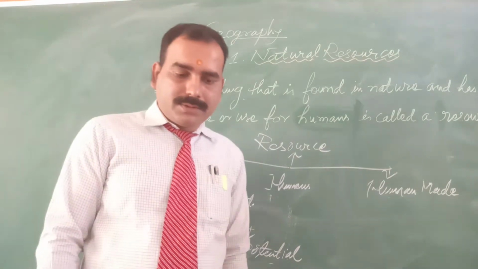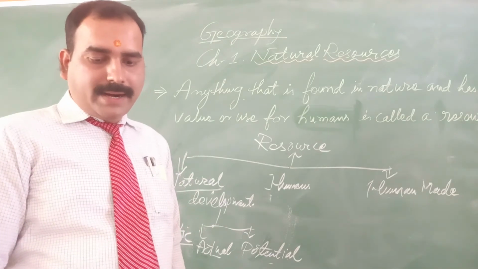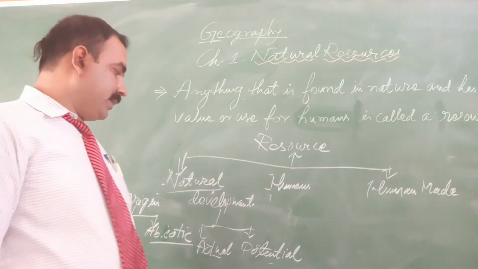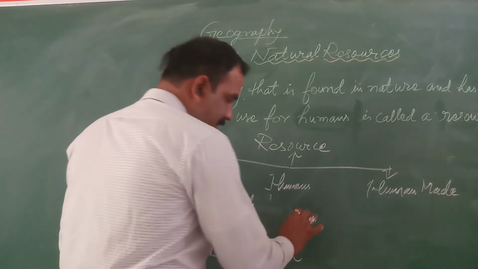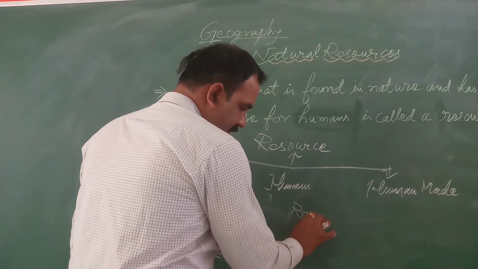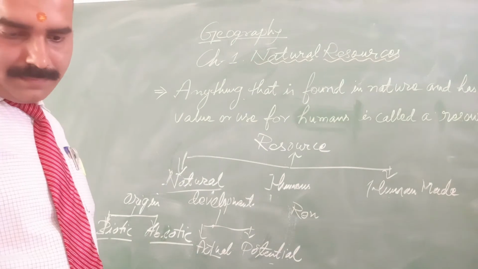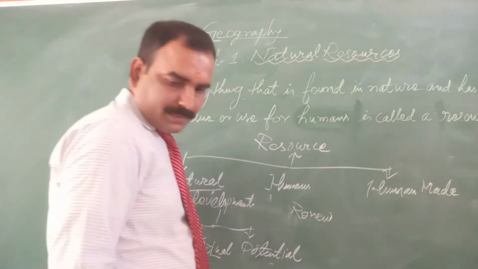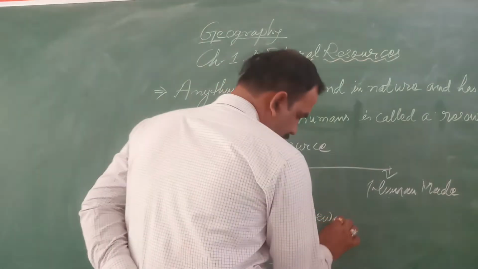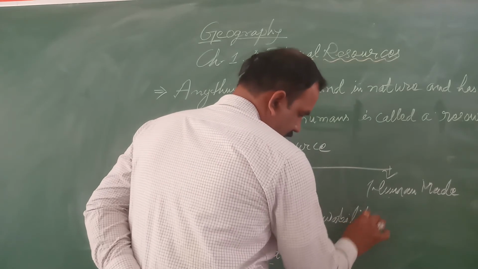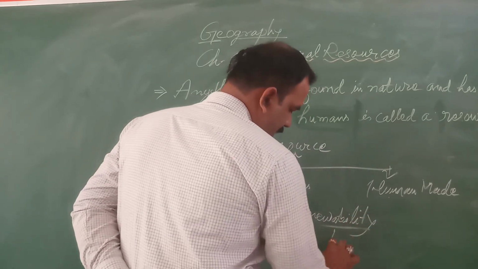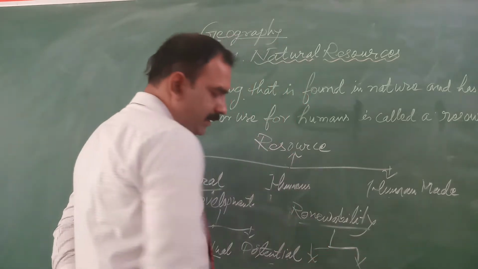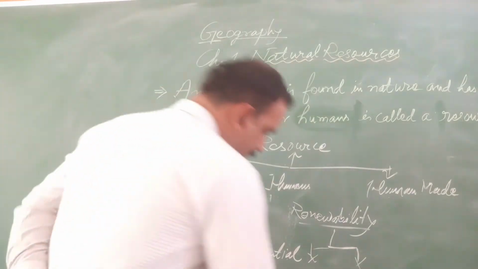Next, natural resources can further be classified into two categories on the basis of their renewability. So my dear students, on the basis of renewability, natural resources can be divided into two parts: renewable and non-renewable.